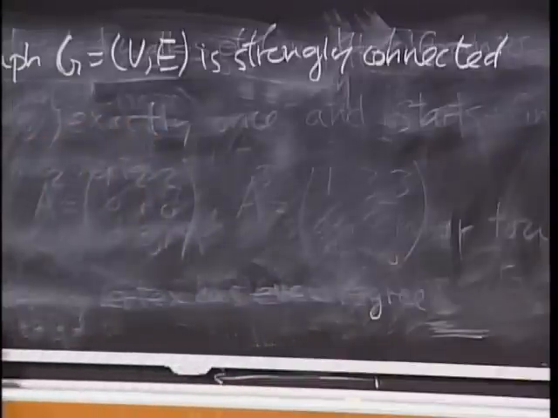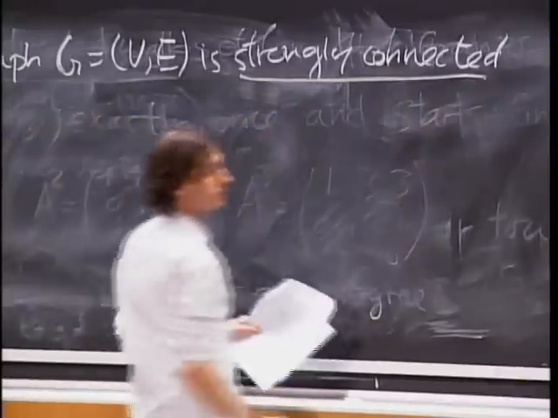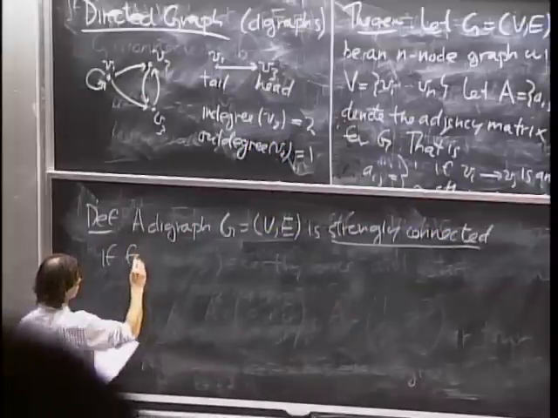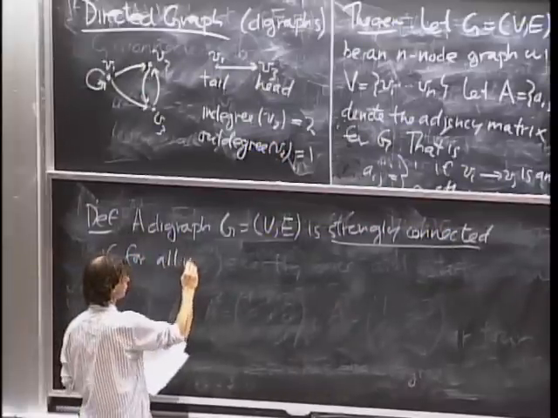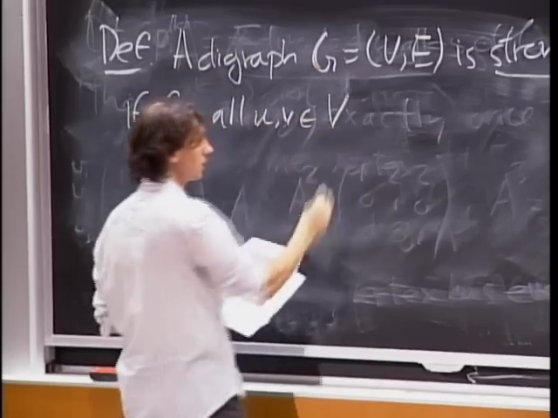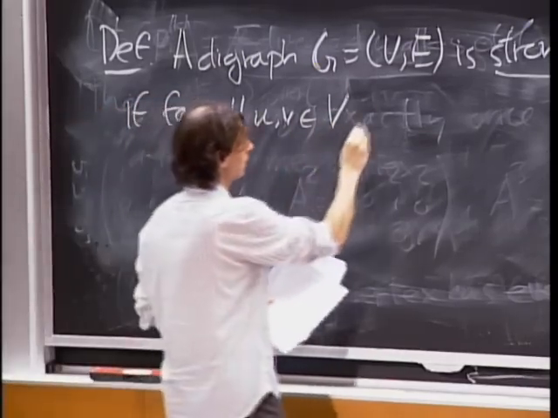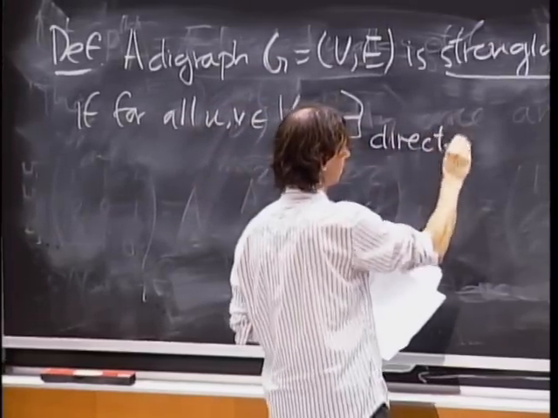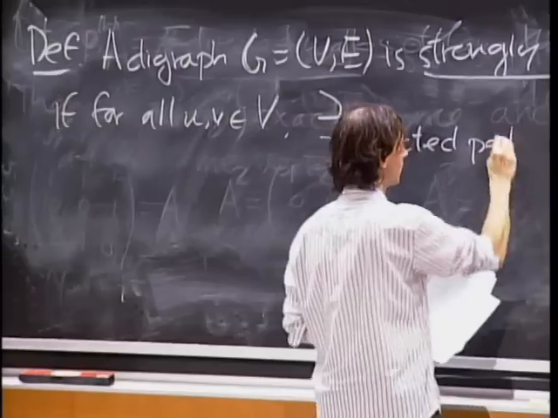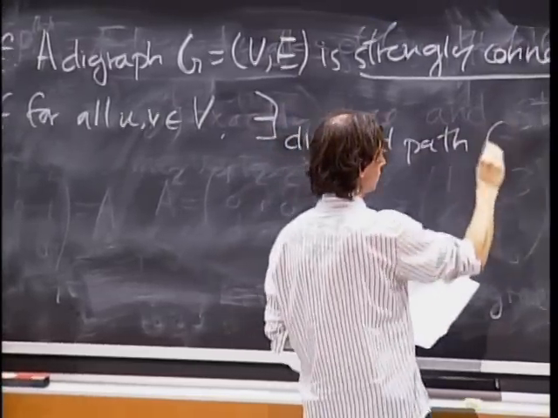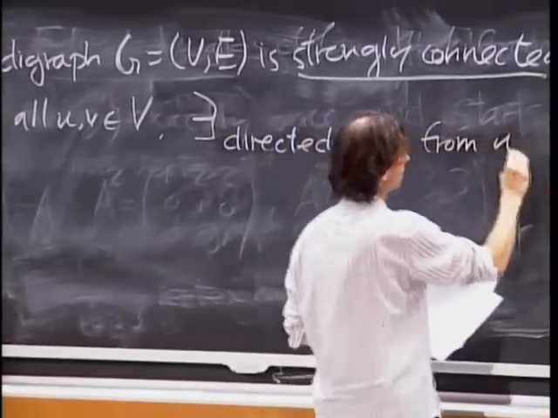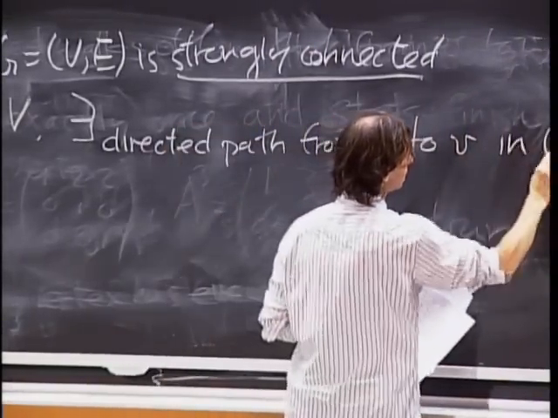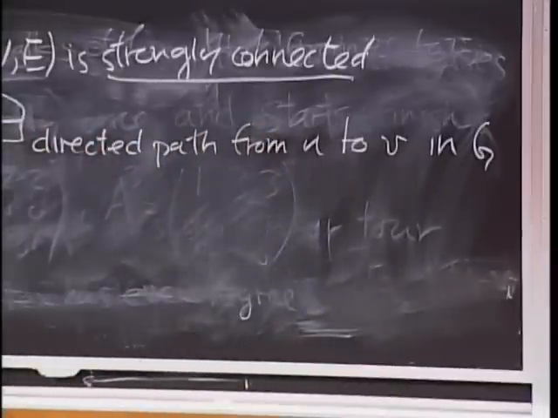A digraph is strongly connected if we know that for every pair, so if for all vertices U and V in the vertex set, there exists a directed path that starts in U and ends up in V in G. So this is what we would call strongly connected.